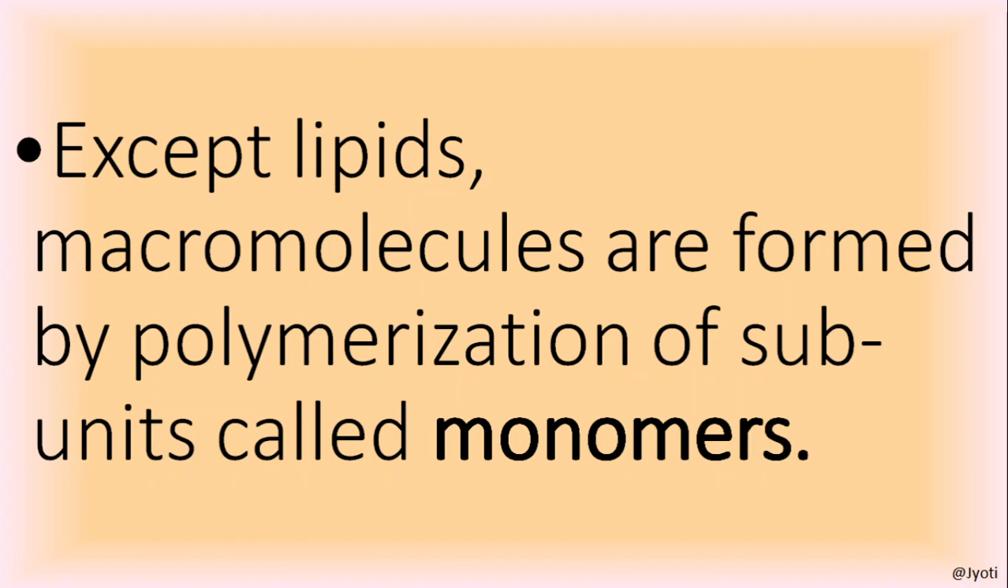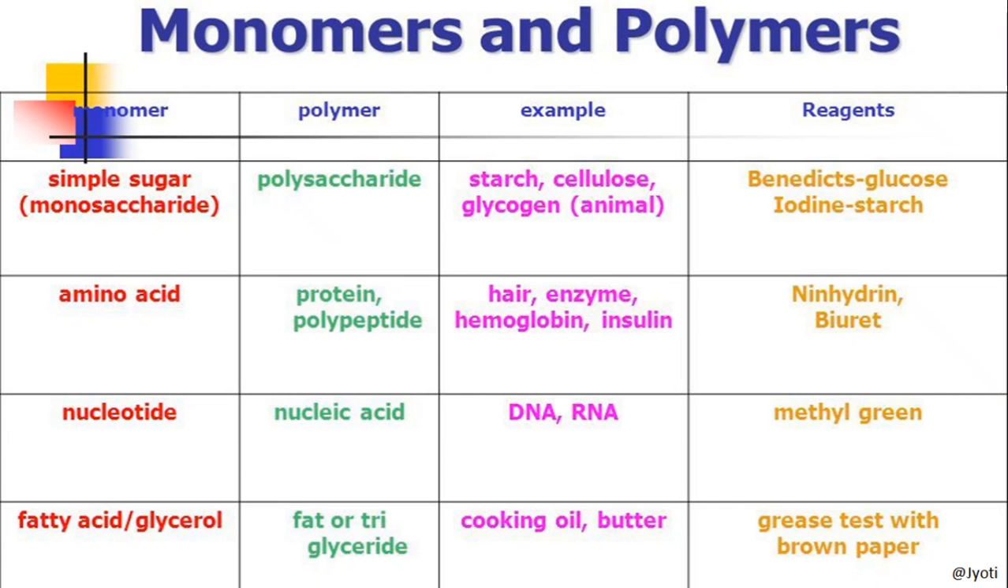So now what I said, except lipid, lipid consists of two things, so I will be discussing that while dealing with lipids. All other macromolecules like protein, carbohydrate and nucleic acid, they are all polymers. So let us see what the polymers are and what the monomers of each polymer are.